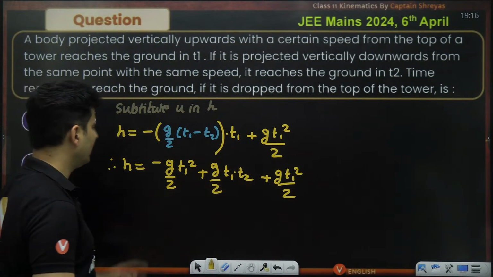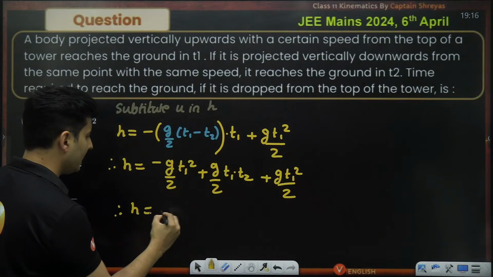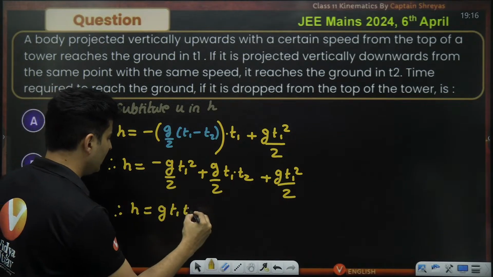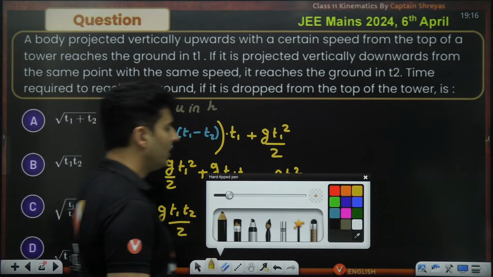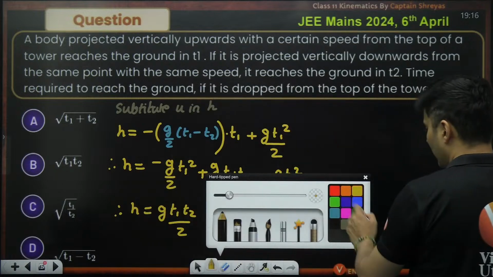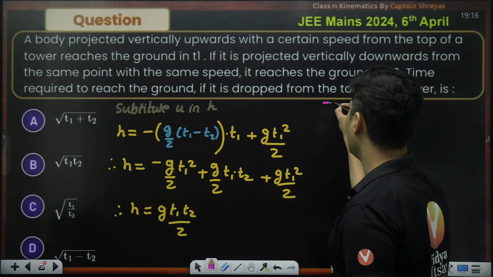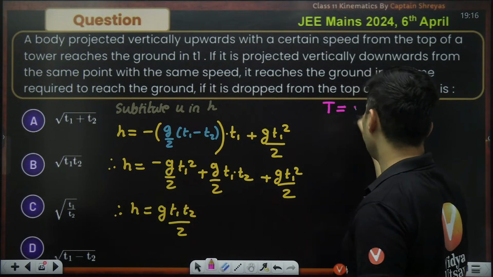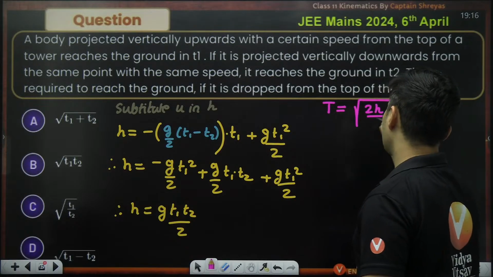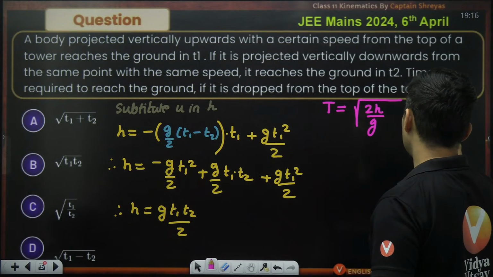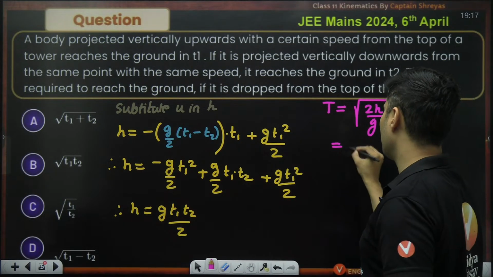Oh, these both are getting cancelled. Therefore, the height is g times t1 t2 by 2. Oh, perfect. I think now I can get to the final answer. So the time to fall will be root of 2h by g when you just drop it. That's the formula.